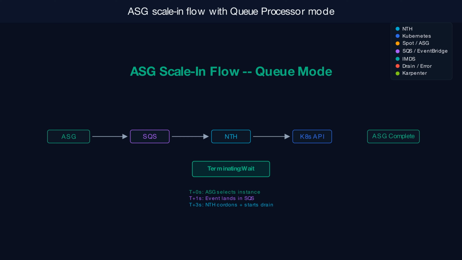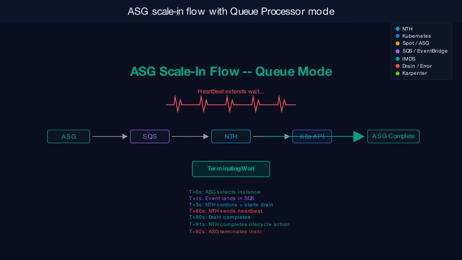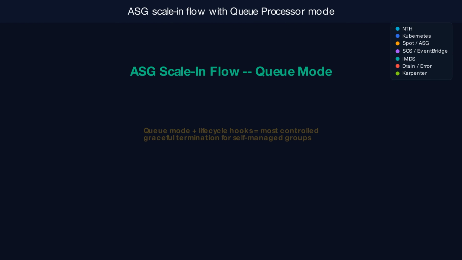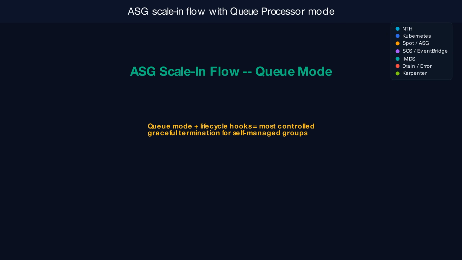If the drain is still running at 60 seconds, NTH sends a lifecycle heartbeat to extend the wait. At 90 seconds, drain finishes. NTH completes the lifecycle action, and only then does the ASG actually terminate the instance. This is the most controlled, graceful termination pattern available for self-managed node groups. The lifecycle hook plus heartbeat combination gives your workloads a predictable, extended drain window that IMDS mode simply cannot provide.